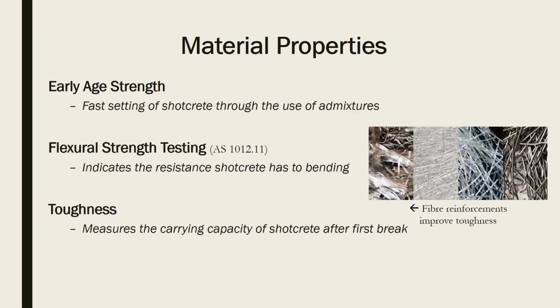Early age strength is vital for shotcrete as it needs fast structural integrity. This is to ensure it stays in its sprayed condition on the wall. Flexural strength testing measures the bending capacity of shotcrete. This is improved by fibre reinforcement, which is linked to the toughness of shotcrete.